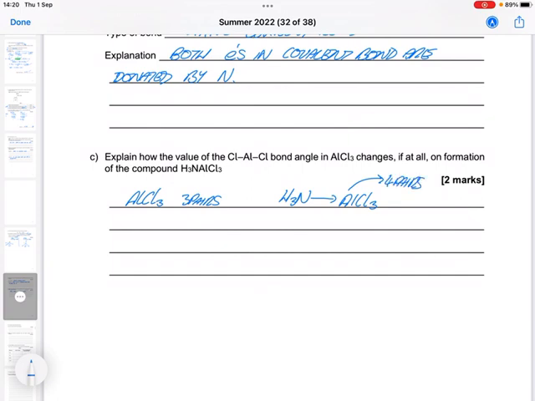So I'm basically going from trigonal planar to tetrahedral. Now trigonal planar has a bond angle of 120 and tetrahedral has a bond angle of 109.5 degrees. So we're moving from 3 pairs to 4 pairs, or you could say it is going from trigonal planar to tetrahedral. Therefore, the bond angle decreases from 120 degrees to 109.5 degrees.